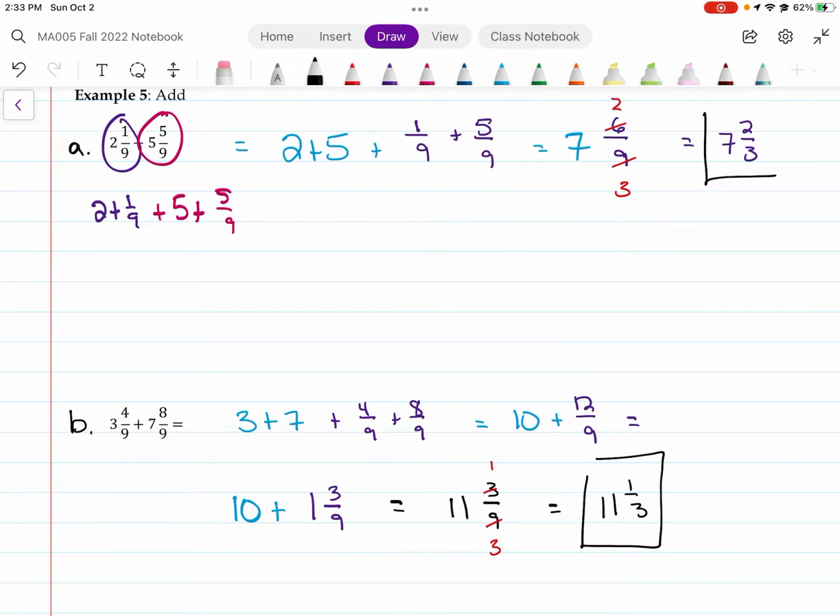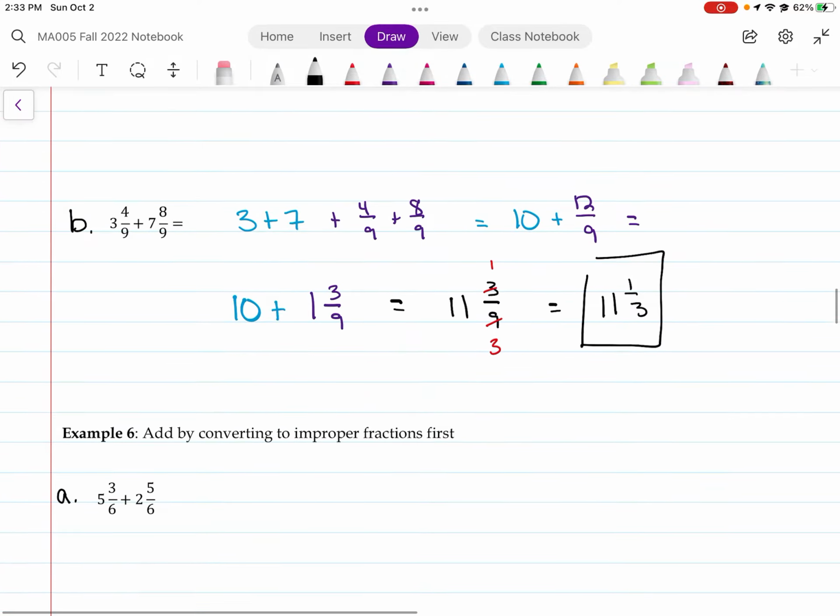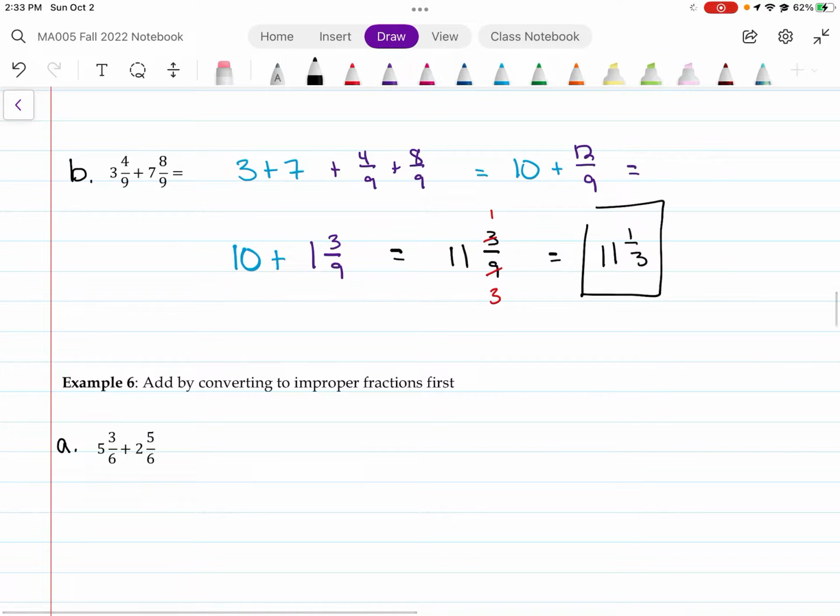We should do the same up above here. Let's put a big box around it so you can tell which one the answer is. Okay, add by converting to improper fractions first. All right, so this is just a different method, and sometimes you're going to need it, especially when subtracting or when some other things happen. It's often easier to just convert to an improper fraction first.